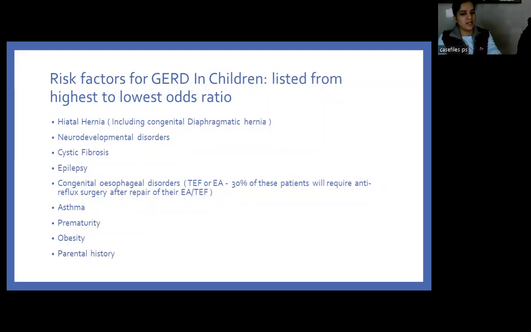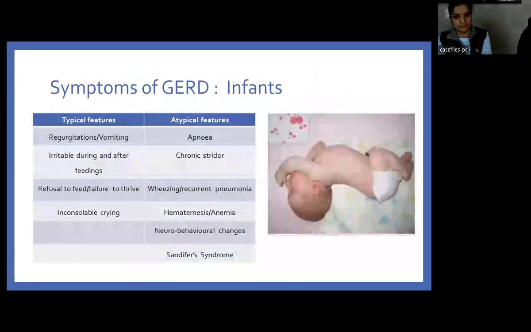Then next comes asthma and prematurity. In the pediatric patient, it has also been seen that patients who are obese have a higher tendency to develop GERD, and patients with a positive parental history of GERD again have a higher risk for development of GERD.